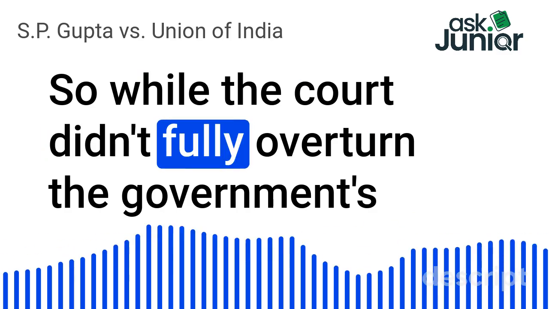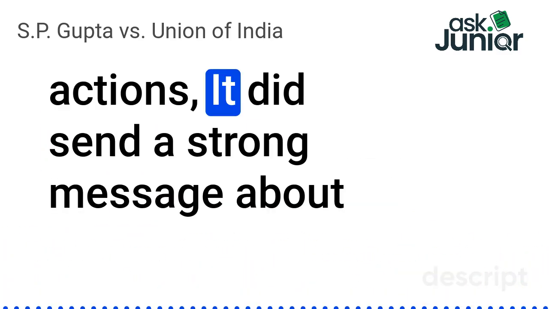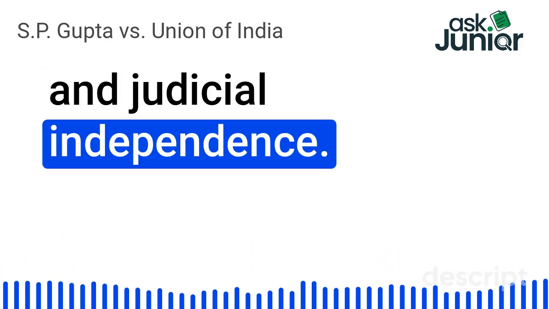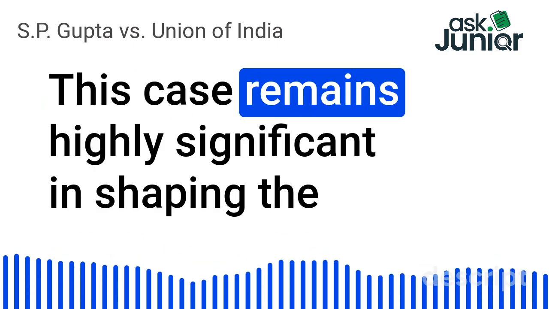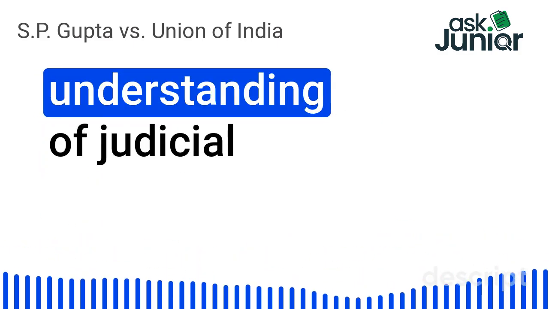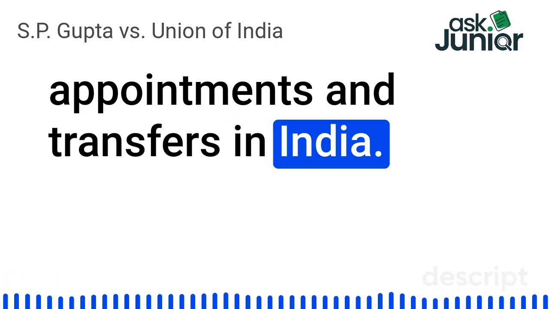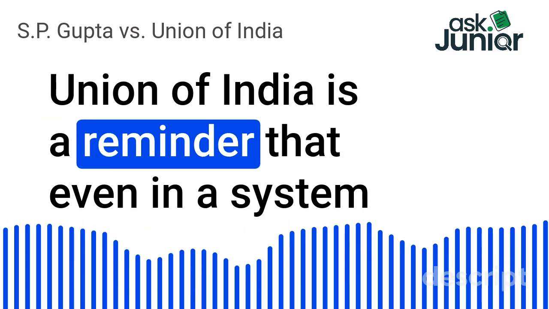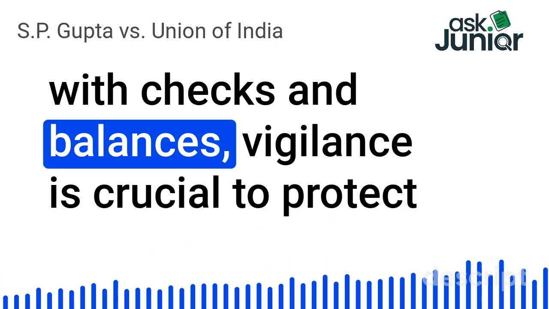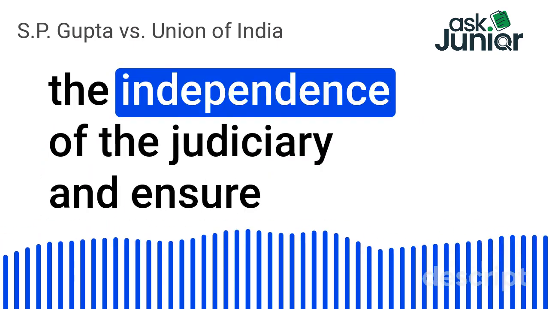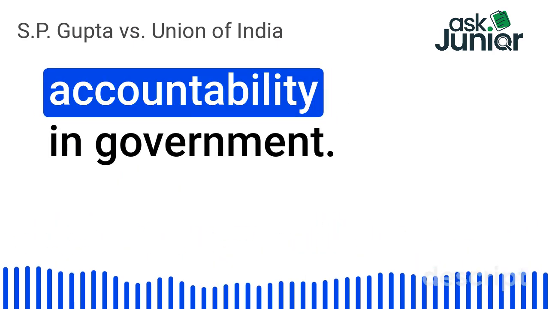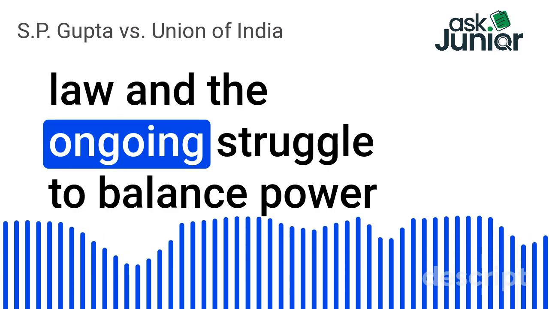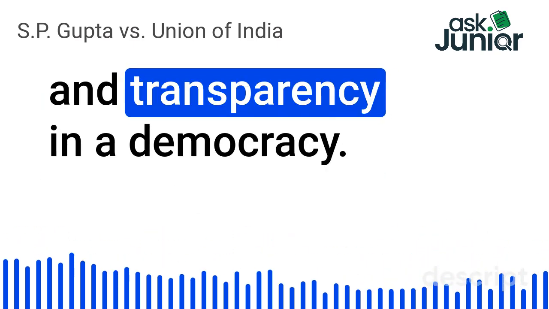So while the court didn't fully overturn the government's actions, it did send a strong message about the importance of due process, transparency, and judicial independence. This case remains highly significant in shaping the understanding of judicial appointments and transfers in India. Absolutely, Priya. S.P. Gupta versus Union of India is a reminder that even in a system with checks and balances, vigilance is crucial to protect the independence of the judiciary and ensure accountability in government. It's a fascinating case study in constitutional law and the ongoing struggle to balance power and transparency in a democracy.